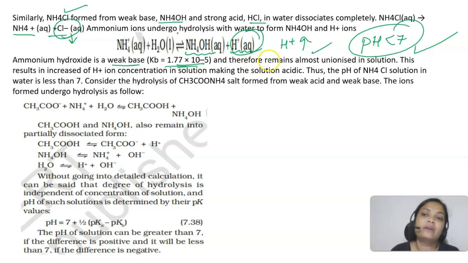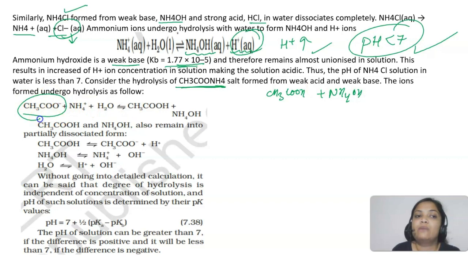Okay. Now if I am talking about hydrolysis of ammonium acetate, which is formed from weak acid, acetic acid and weak base ammonium hydroxide. So the ions will hydrolyze. अब यहाँ पर जो आपकी acetate ions हैं वो भी और ammonium ions हैं वो भी hydrolyze होंगी. So you will be getting acetic acid and ammonium hydroxide. Now they will also remain in partially dissociated form, okay, because they are weak acid weak base like this, and water also. Okay, यहाँ पे हम calculation नहीं कर रहे, but we will try to understand कि degree of hydrolysis is independent of concentration of solution.